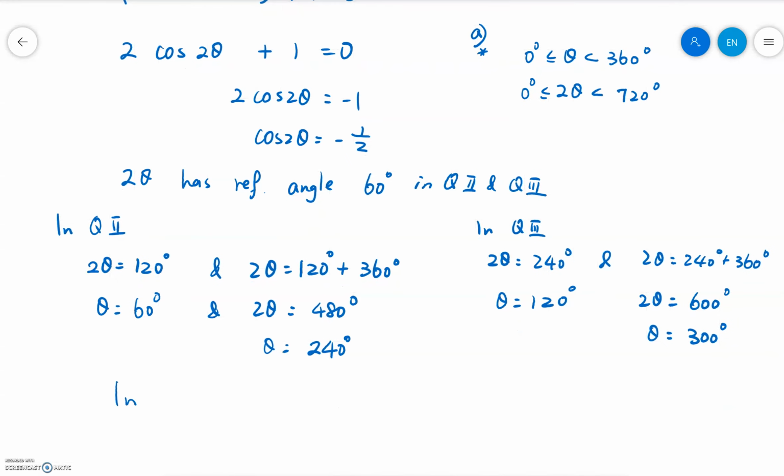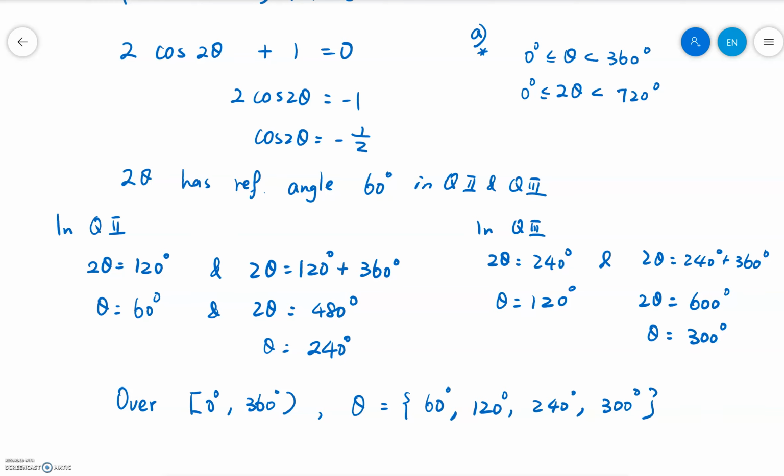So over the interval 0 to 360, theta can equal either 60, 120, 240, or 300 to make the original equation true.